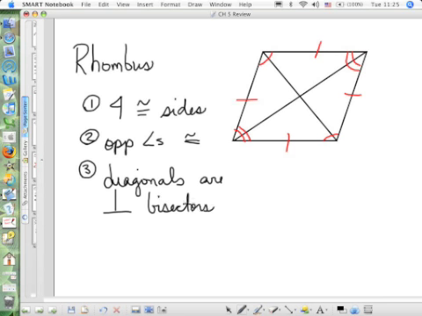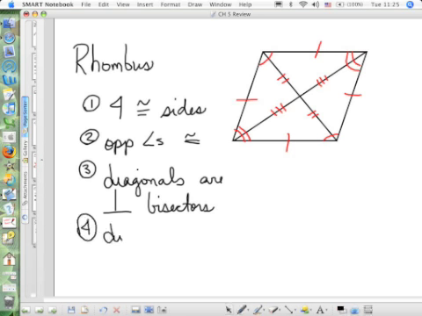Now the diagonals don't equal each other. So it's not 4 equal segments there. It's 2 pairs of equal segments that have been created. And then don't forget, this is a parallelogram, so you've got all your stuff about alternate interior angles and corresponding angles and all that other stuff. All right? Oh, the diagonals do something else.